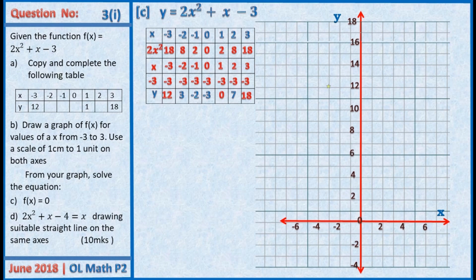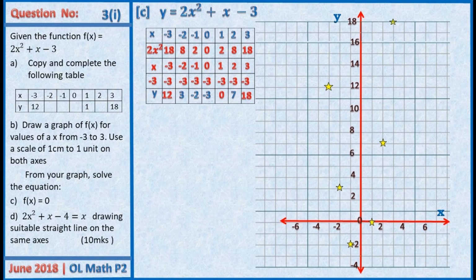When x is minus 3, y is 12. When x is minus 2, y is 3. When x is minus 1, y is 2. Minus 2 rather. When x is 0, y is minus 3. When x is 1, y is 0. X is 2, y is 7. And x is 3, y is 18.